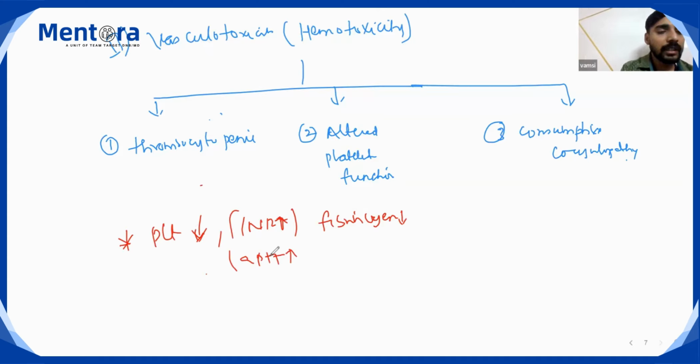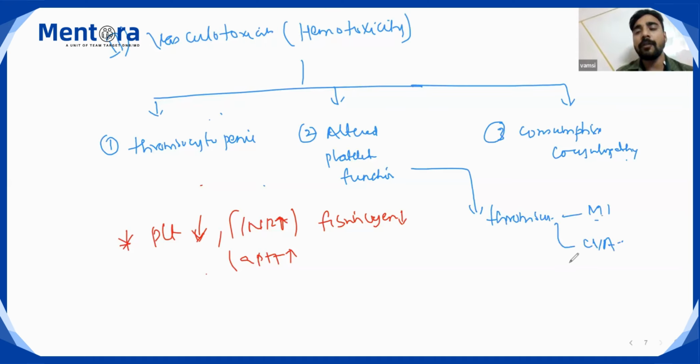An important thing here is, they also cause what is called altered platelet function. Because of altered platelet function, there is more and more platelet aggregation that leads to what is called thrombus formation. So snake bite patients are always at risk of developing MI or CVA in the future. Clear? So this is what is called hemotoxicity.